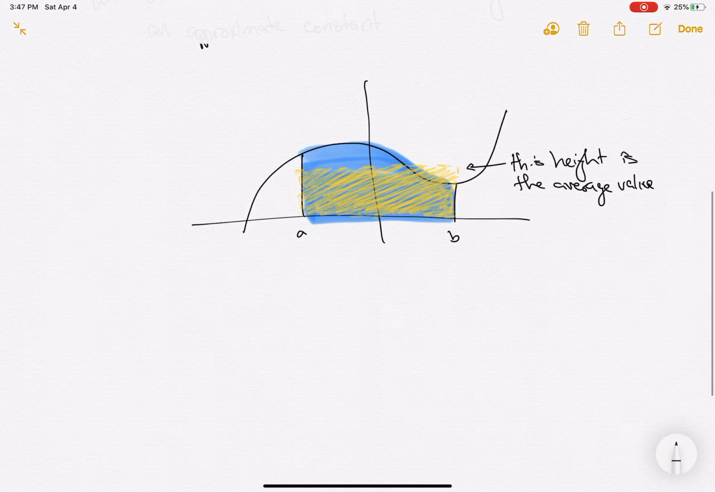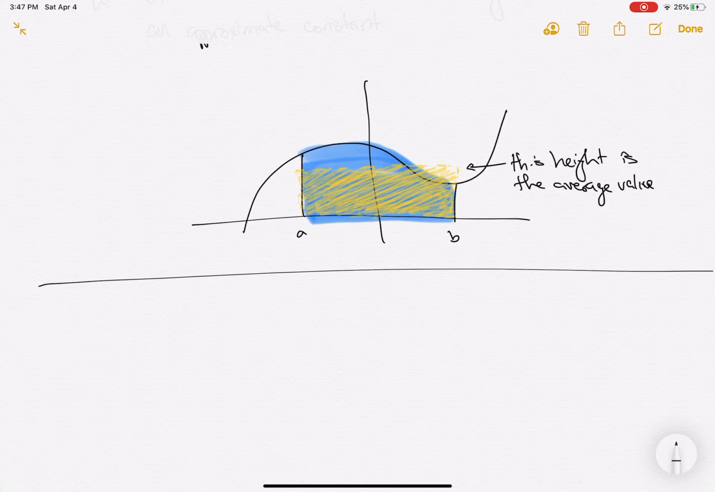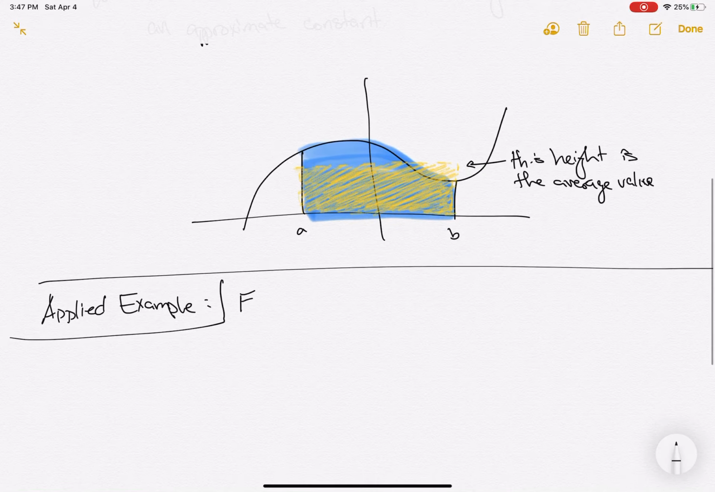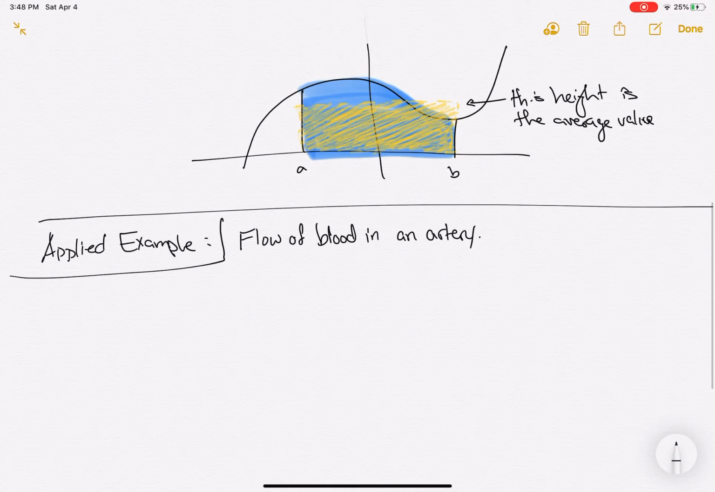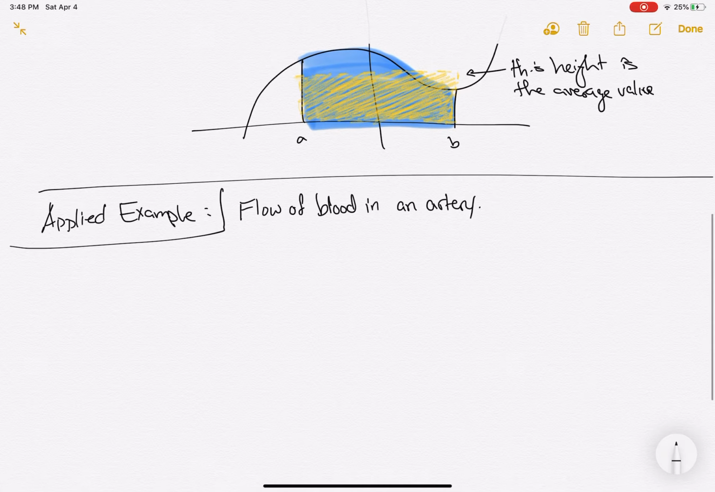So I just have one example problem here, and it's an applied example problem. Because I know we have so many people in the biological sciences here. It says flow of blood in an artery. Problem says, according to a law discovered by 19th century physician Jean-Louis Marie Poiseuille, I don't know how to pronounce the name. I'll write it down for you.